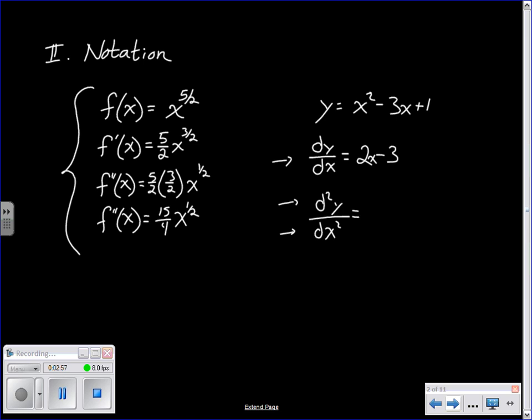But just keep in mind that these aren't actually powers. So the derivative of 2x minus 3, we know, is just 2. So we can denote the second derivative in different ways, using function notation or using Leibniz notation.